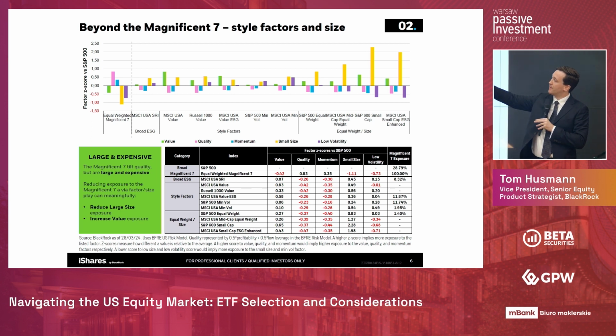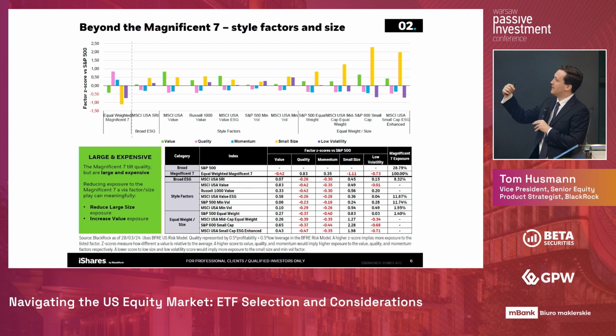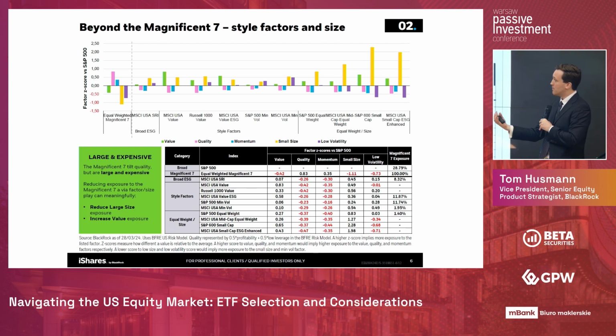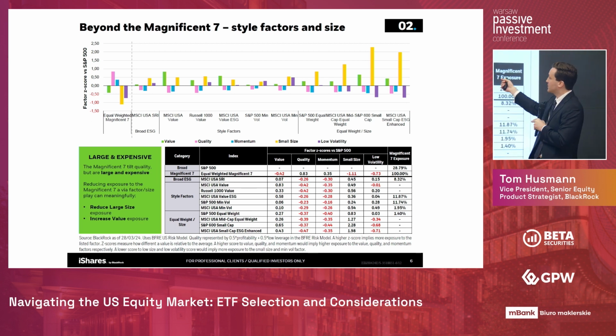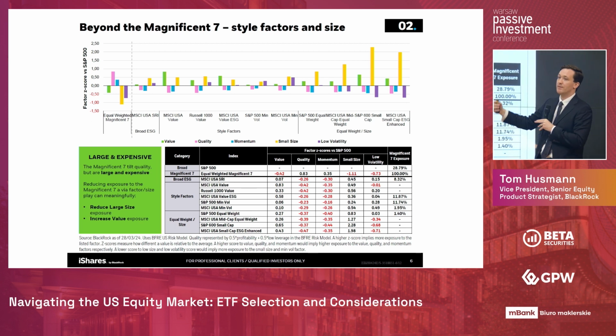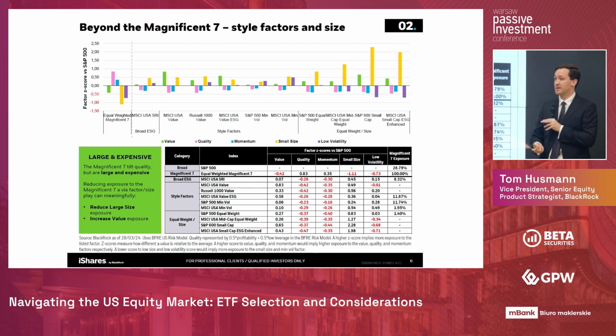And so when you look at the factor profile of the Magnificent Seven, you can see obviously they are expensive, so they have a negative value tilt. They are high quality, in pink. You can also see they have momentum, but at the same time they have a negative small size factor, meaning you have more mega caps, very large companies in there, and they also have a negative volatility tilt, meaning they're actually quite volatile from that perspective.